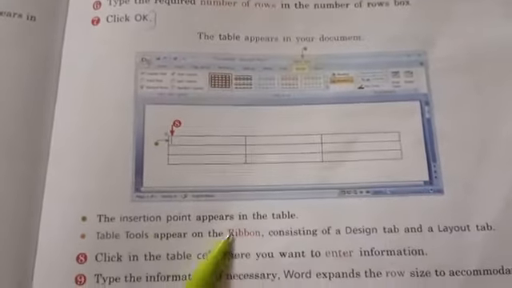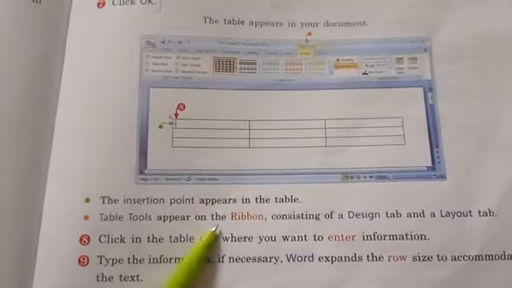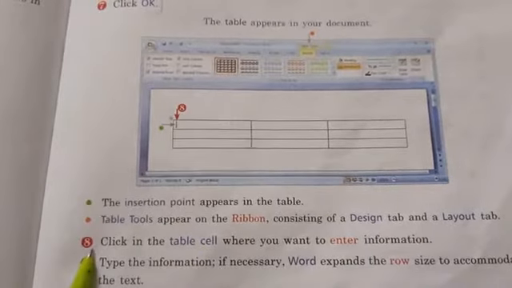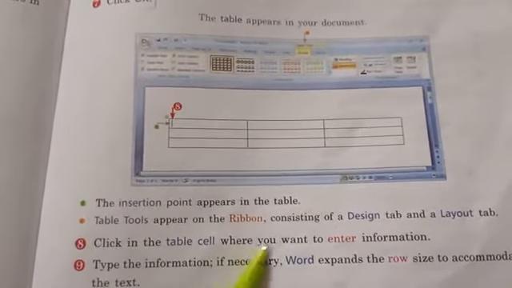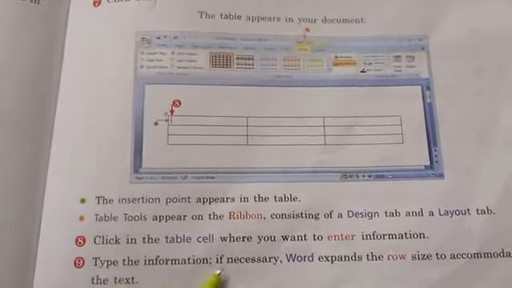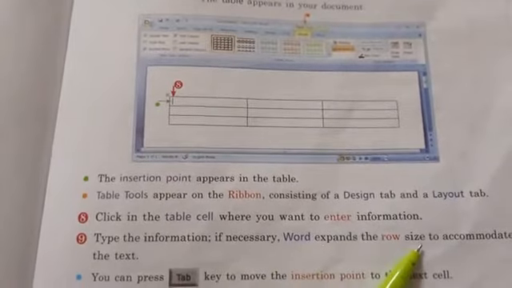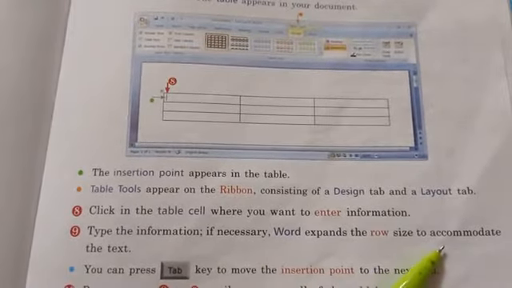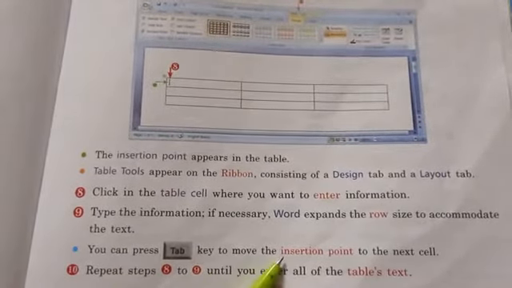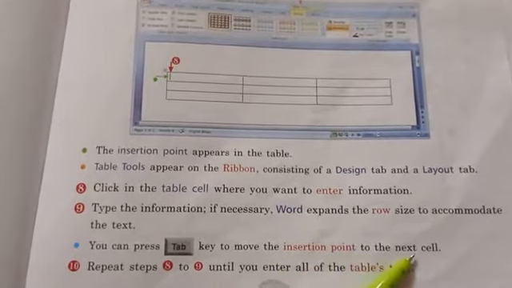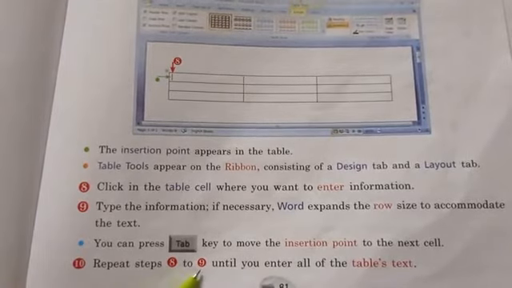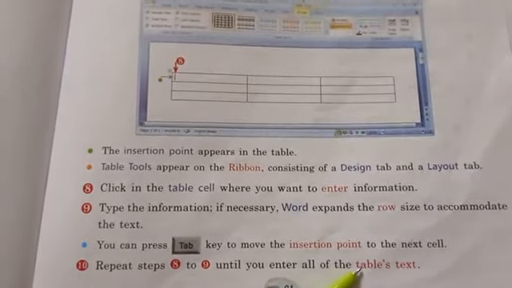The insertion point appears in the table. Table Tools appear on the ribbon, consisting of the Design tab and Layout tab. Eighth step, click in the table cell where you want to enter information. Type the information if necessary. Word expands the row size to accommodate the text. You can press the Tab key to move the insertion point to the next cell. Tenth point, repeat steps 8 to 9 until you enter all the table's text.